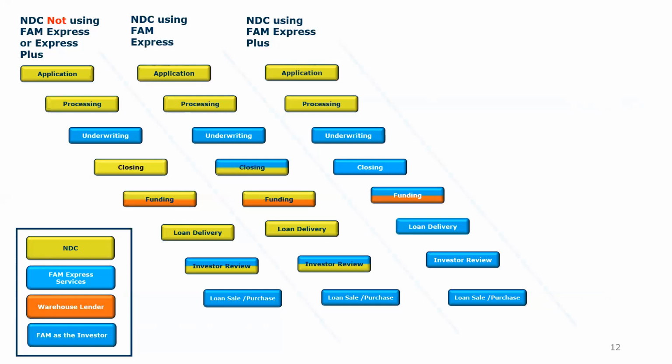And so you can see that in the FAM Express Plus, much more of the colors are blue, reflecting that FAM Express is taking over that part of the functionality and FAM is the investor, as opposed to not using FAM Express or Express Plus. It's more yellow, the NDC's got more responsibility. Going into regular FAM Express, they've got less responsibility. And then finally using Express Plus, they have the minimum amount of direct responsibility and accountability. So this does a great job of graphically demonstrating the roles and responsibilities of all the parties involved in the closing and purchase transaction.